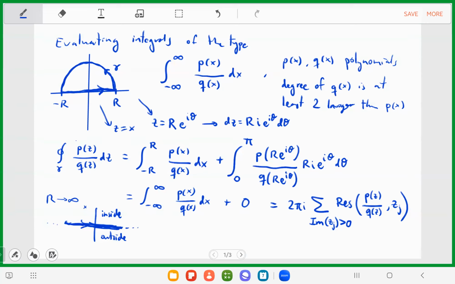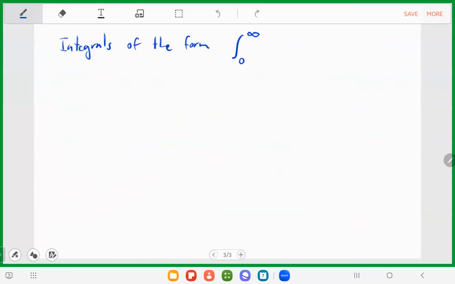If p is even and q is even, or actually if p is odd and q is odd, which combined together give an even function. So in only that case, which is very specific, you could find the integral from minus infinity to infinity, and divide it by 2. But this is only in the case where p divided by q is an even function of x. Let's see another case.